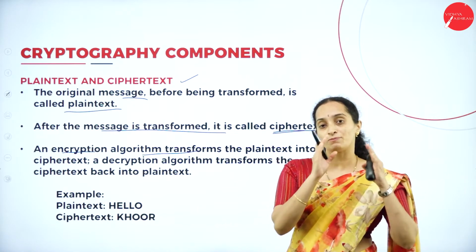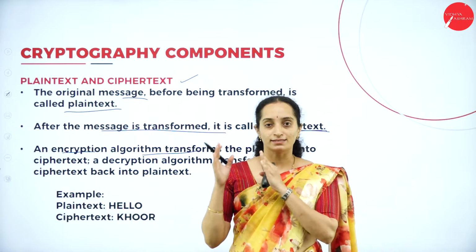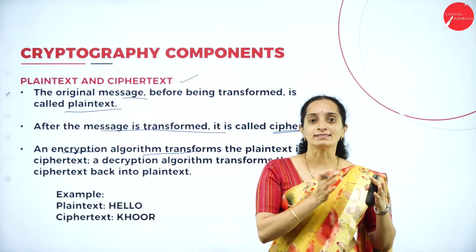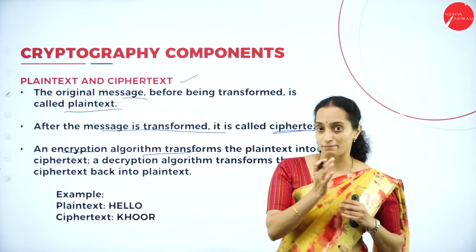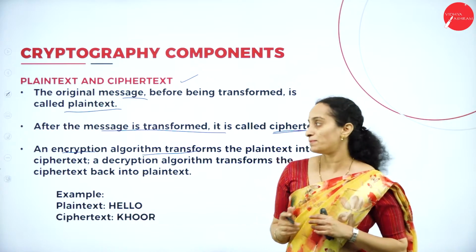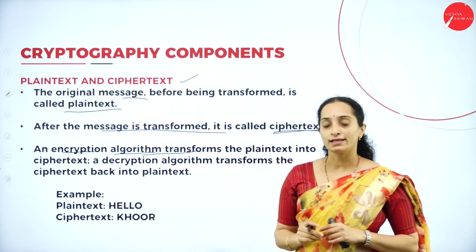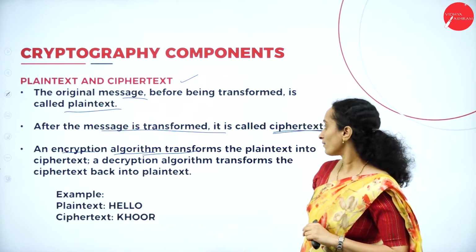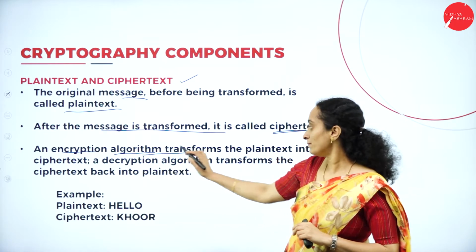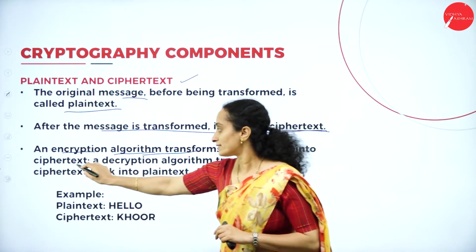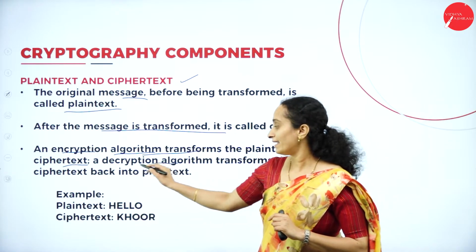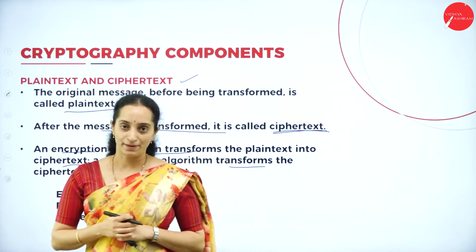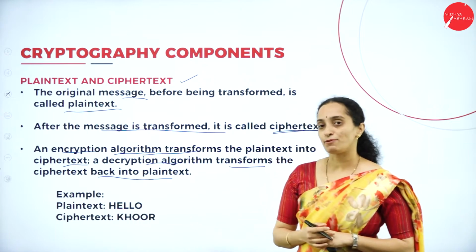The process of transforming the plain text into ciphertext is called encryption, whereas transforming ciphertext to plain text is called decryption. We will be having algorithms for doing these operations of encryption as well as decryption. The encryption algorithm transforms the plain text to ciphertext, whereas a decryption algorithm will transform the ciphertext back into plain text. Okay. Here we have an example of plain text.